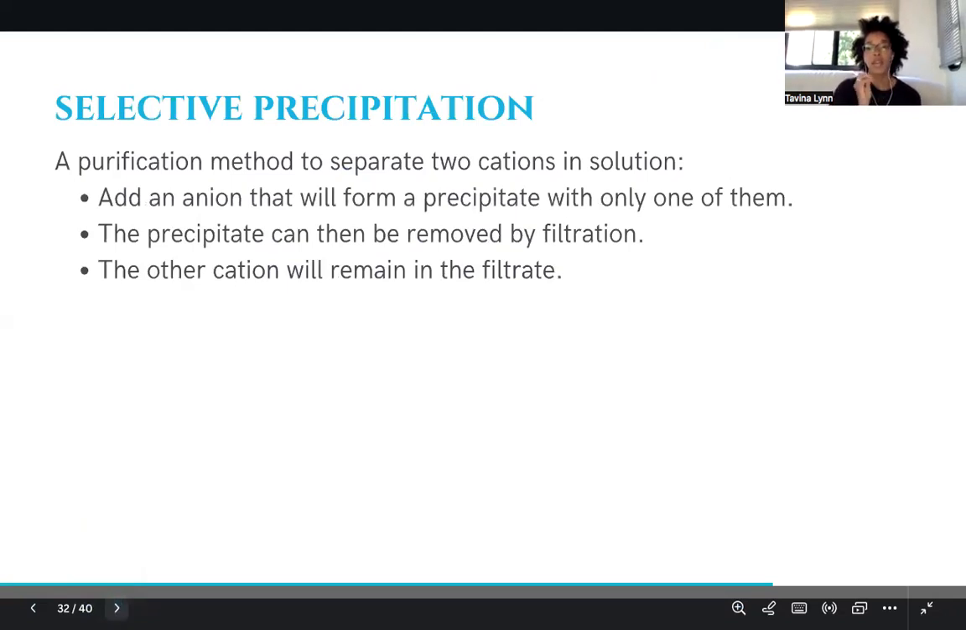The anion will precipitate with only one of the cations, and then we can filter the precipitate that forms, and the other cation will remain in the filtrate. This is something that you will be doing. This is a very important purification method that you'll be doing in experiment number 10, qualitative analysis, which is not this week, but the following week.